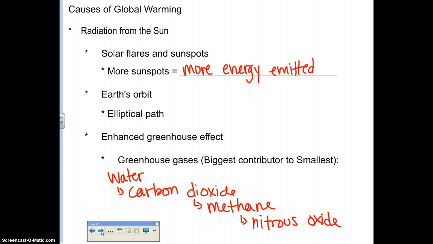Causes of global warming would be more sunspots, which would create more energy that would be emitted. Since Earth is on an elliptical path, we would have enhanced greenhouse effects because sometimes we would be receiving more direct sunlight from the sun. Greenhouse gas contributors would be water, carbon dioxide, methane, and nitrous oxide. That sums up your topic 8 notes.